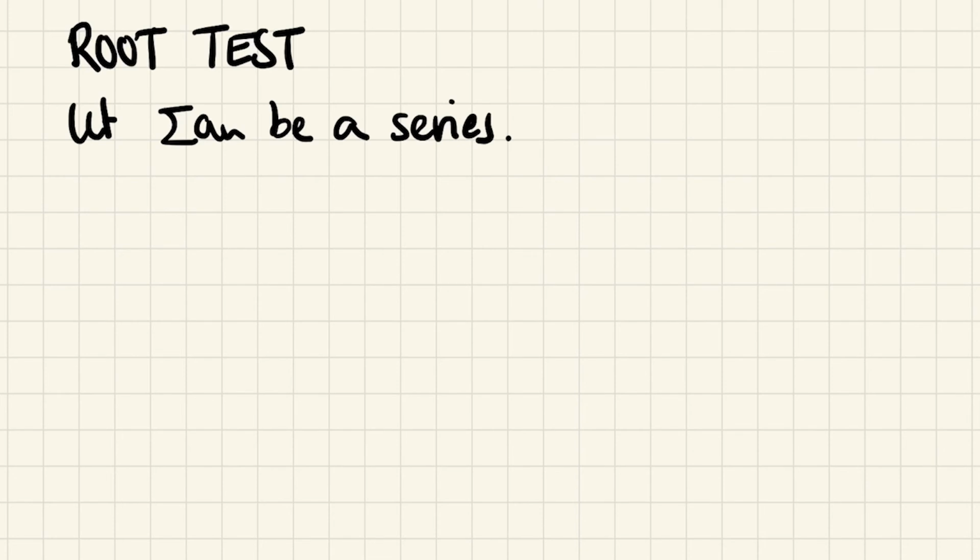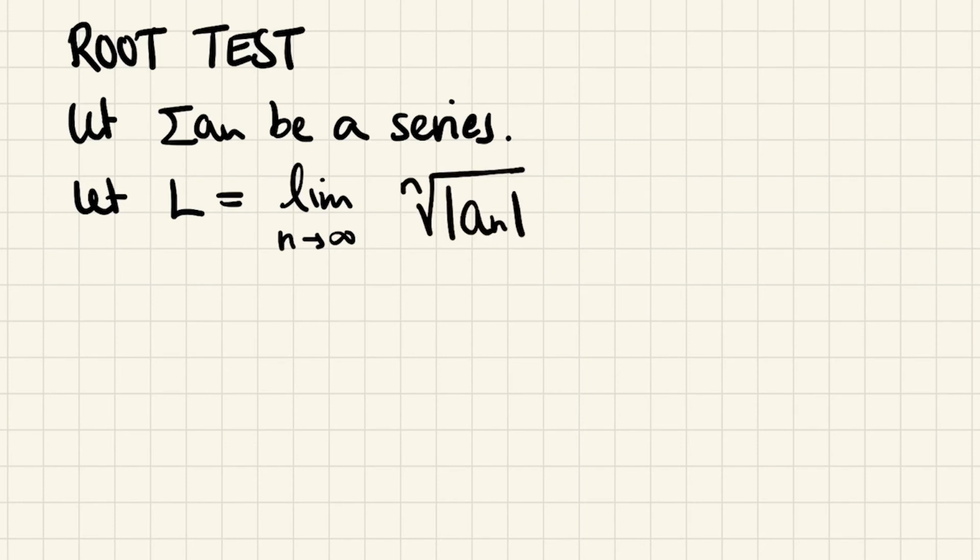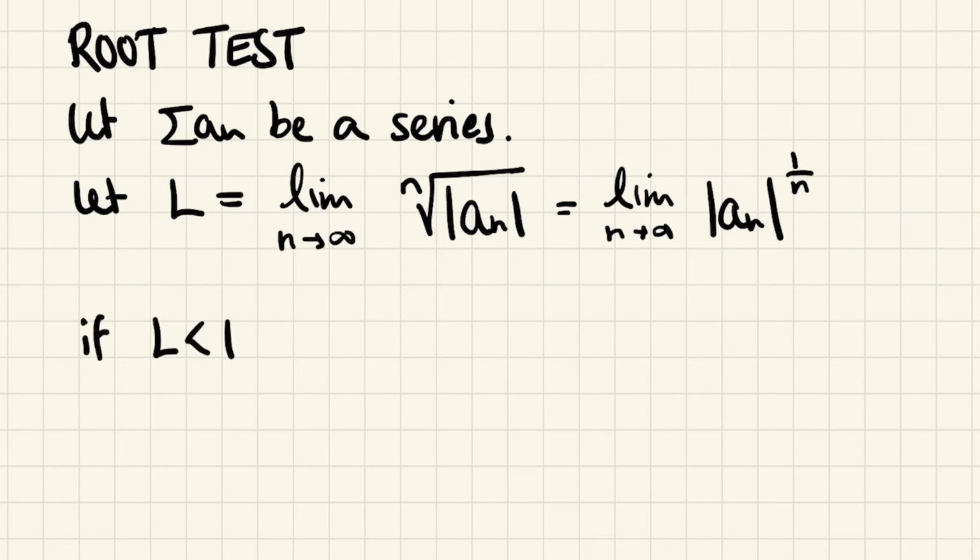So suppose we have a series, and we're going to let L, instead of being the common ratio, be the limit as n approaches infinity of the nth root of the nth term. And yeah, we can throw the absolute values in there. Another way of writing this is the nth term raised to the 1 over n, of course. The conclusions are going to be exactly the same for the root test as they are for the ratio test. So if L is less than 1, then the series is absolutely convergent.